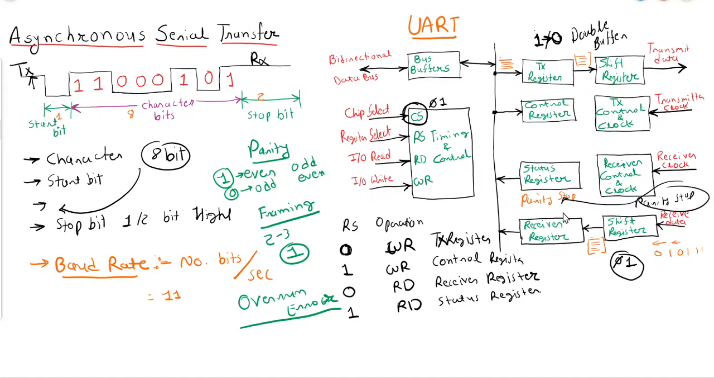So this is how the universal asynchronous receiver transmitter will work. The same interface will work as a transmitter as well as a receiver. In this video we will stop here. We will discuss more in the next video. In the next video we will discuss the modes of transfer.